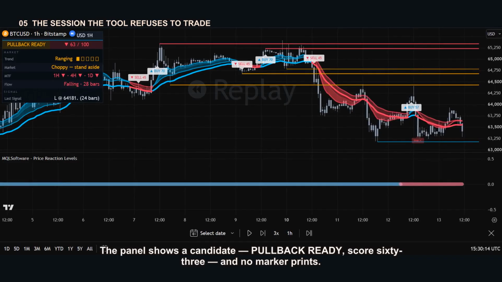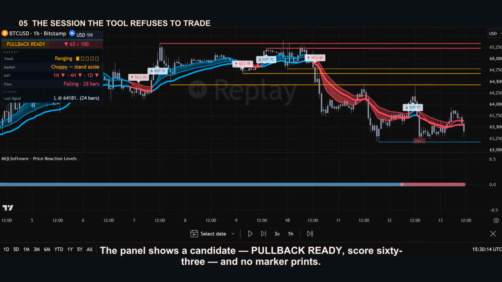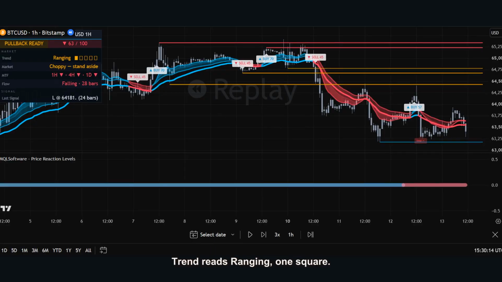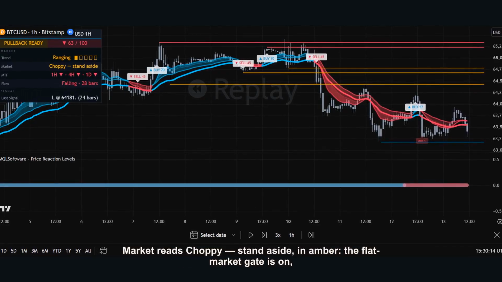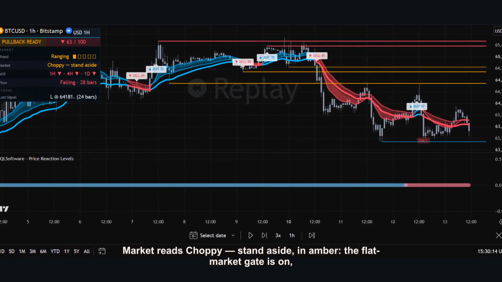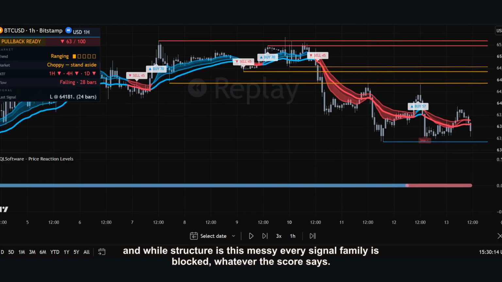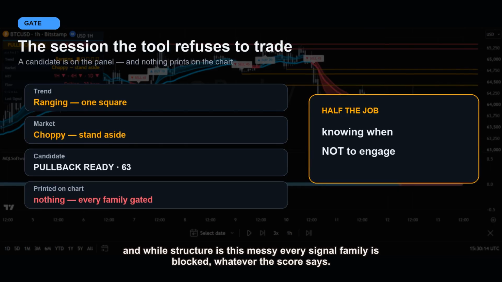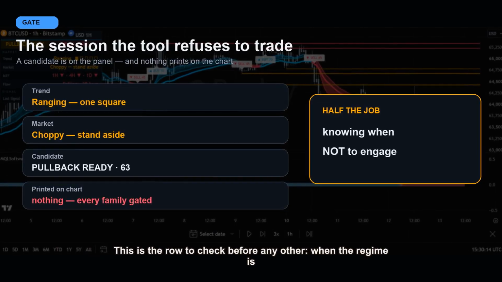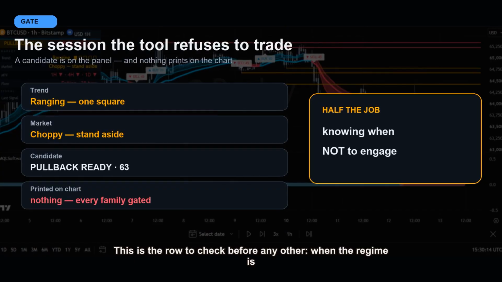August 12th. The panel shows a candidate, pullback ready, scores 63, and no marker prints. 2 rows explain why. Trend reads ranging, 1 square. Market reads choppy, stand aside. In amber, the flat market gate is on, and while structure is this messy, every signal family is blocked, whatever the score says. This is the row to check before any other.